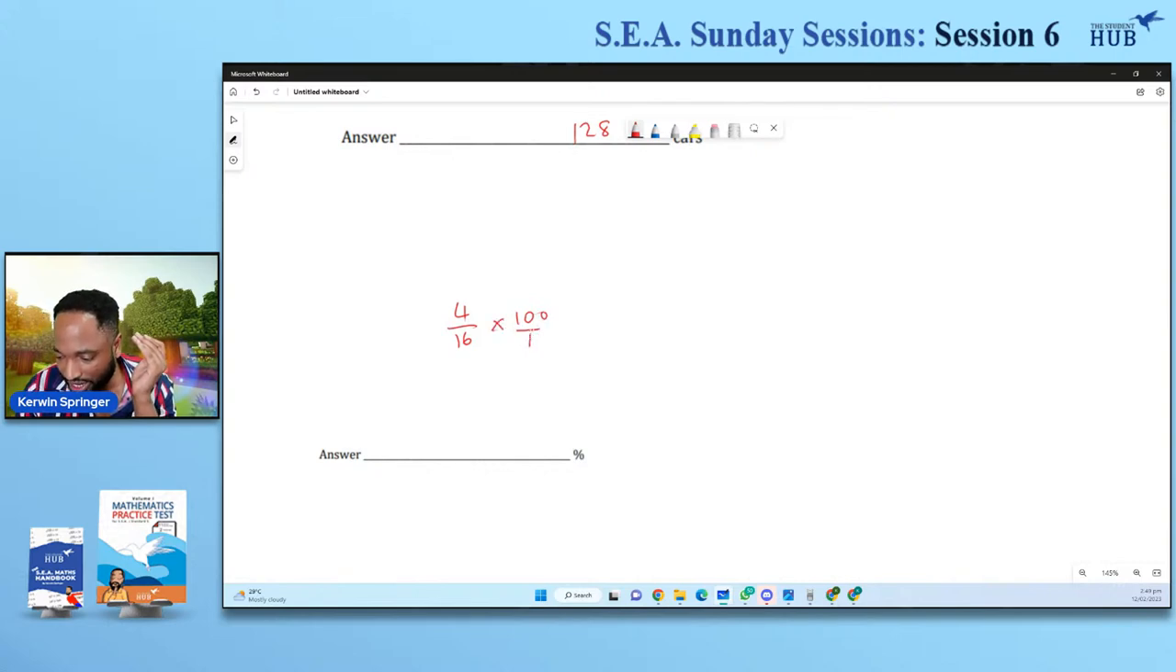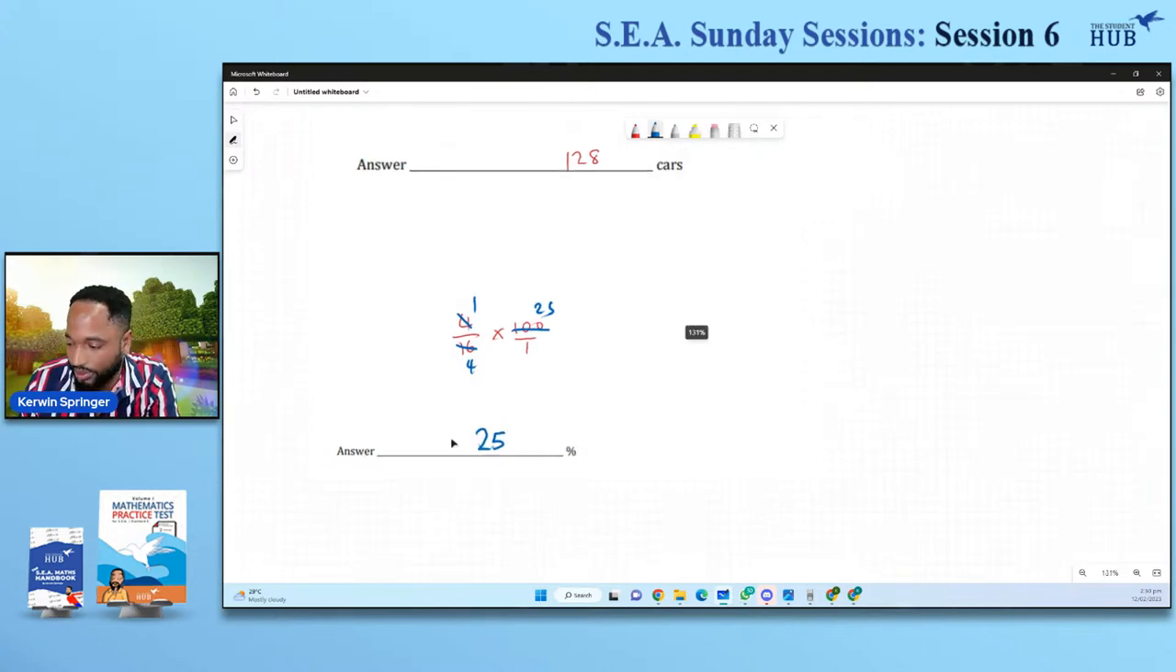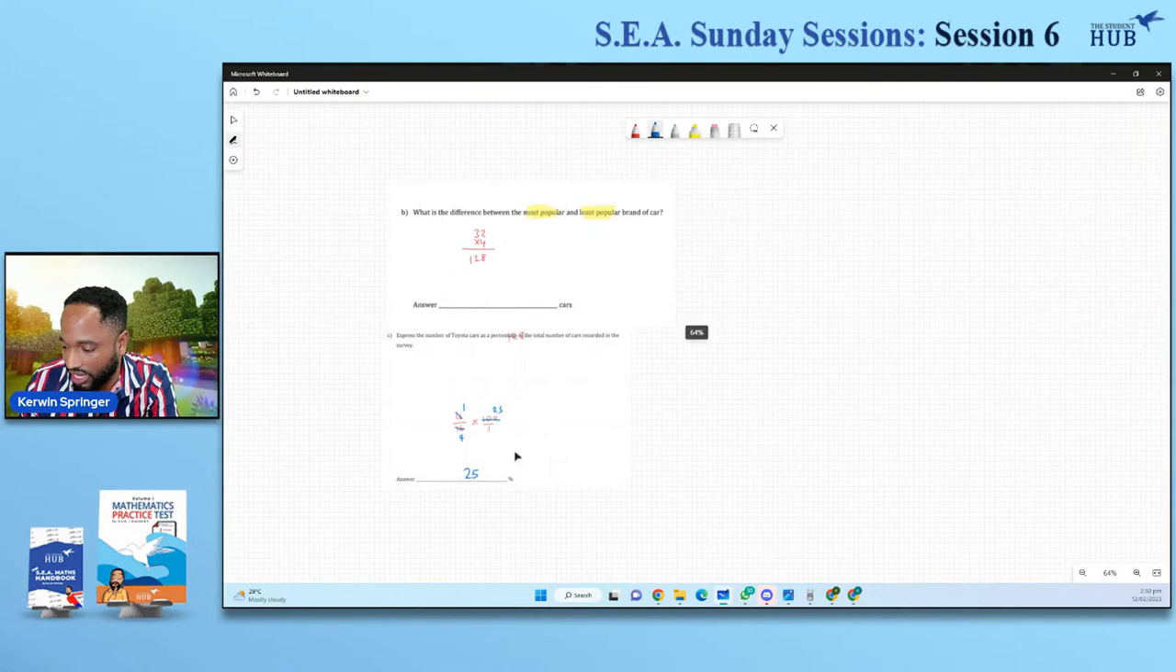And everybody and their grandmother and the dog and the auntie and your cat and your parrot and your little brother and your little sister, everybody knows 4 out of 16 as a percent is 25%. Yes, sir. And just like that, we finish.